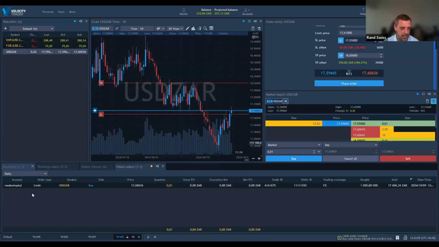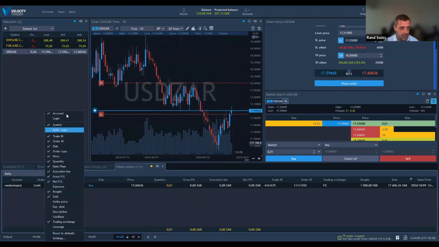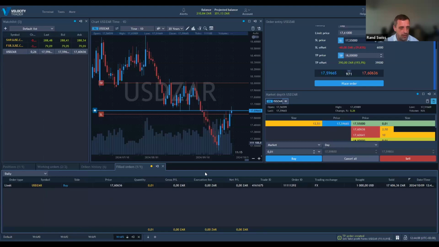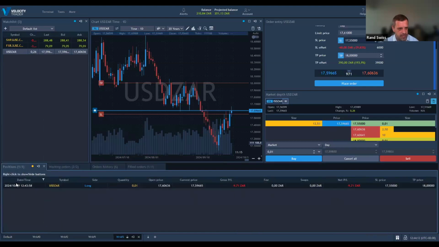And now you can see in my positions tab, there is my trade live and active. Account, let's remove account. Like I said, you don't really need account. So, oh, sorry, there's a filled order here. Positions, sorry. So positions, the trade opened on this date at this time. This is the trade. This is what I traded. I have a long position. I traded a quantity of 0.01. This is the price at which it opened. This is the current price. So I currently have a loss of 971.